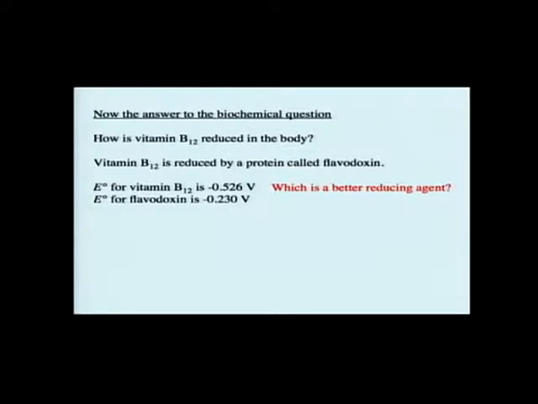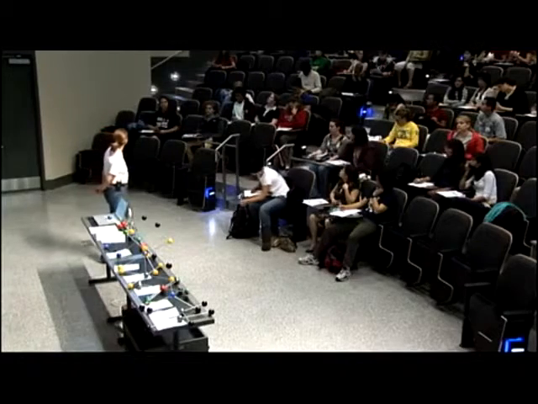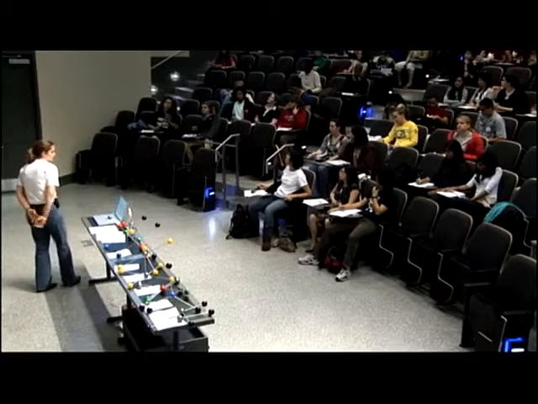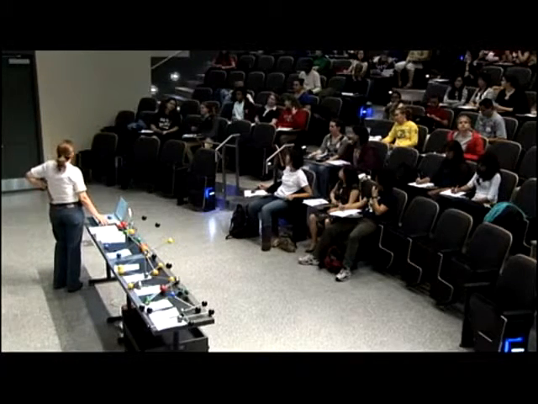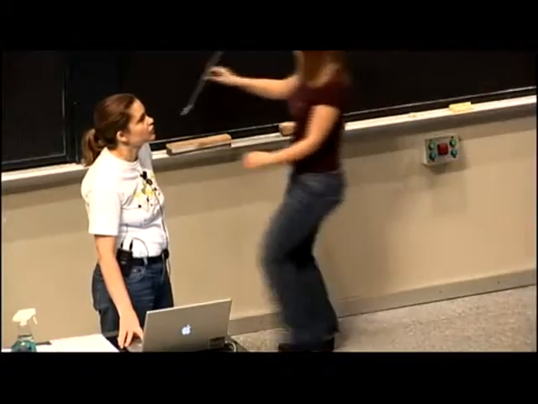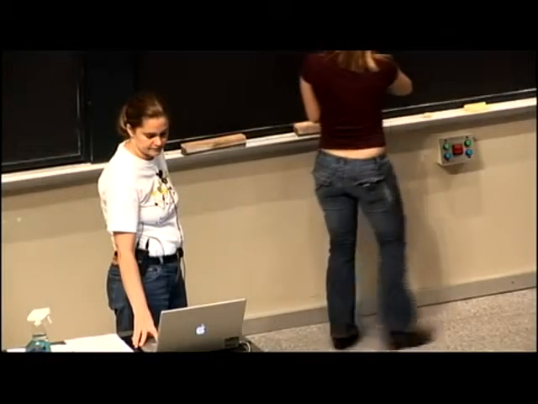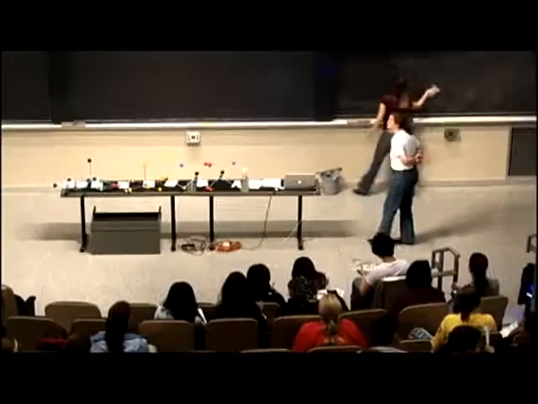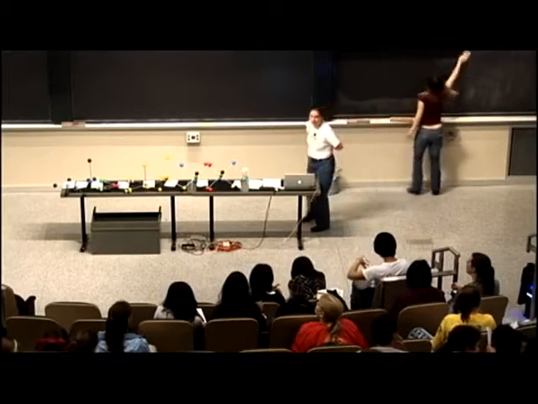So which of these things is a better reducing agent? You want to think about which thing would prefer to be oxidized and reduce something else. So with the low negative number, B12 is a better reducing agent than flavodoxin. And just based on these numbers, vitamin B12 should be reducing flavodoxin, not the other way around. So how does this work then?